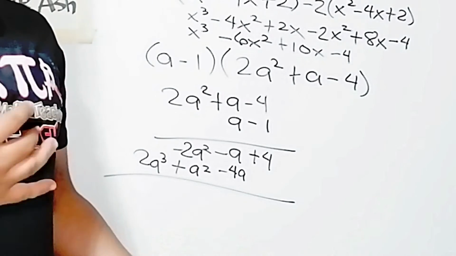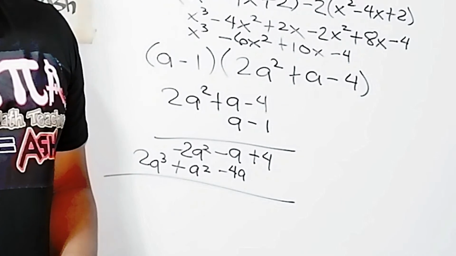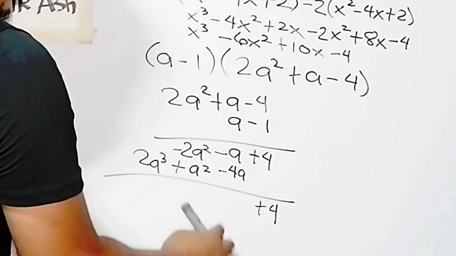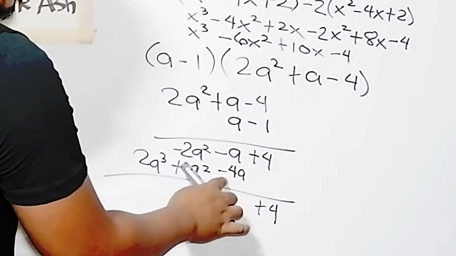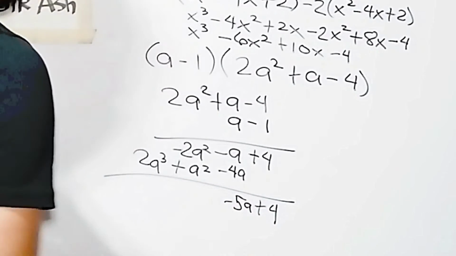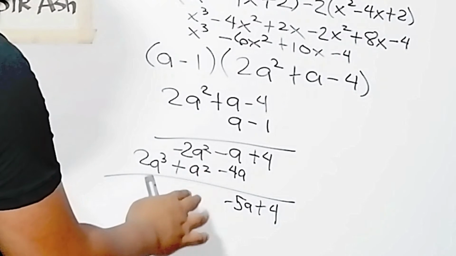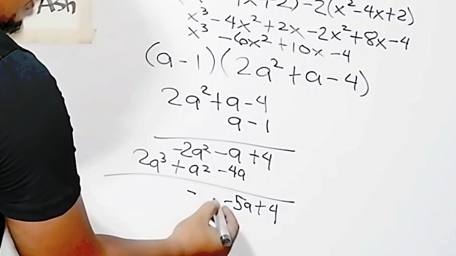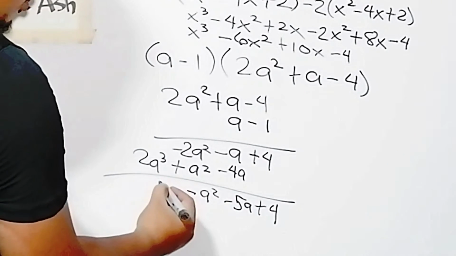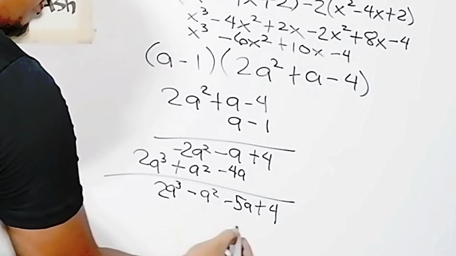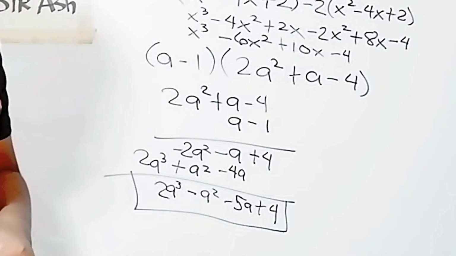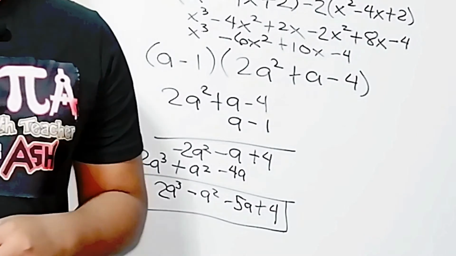And what we'll do is we just apply what we know in adding numbers. So, you bring down the positive 4, and then negative a plus negative 4a, that will give you negative 5a. And then we have here negative 2a squared plus a squared, that will give you negative a squared, because they are unlike signs. And finally, you just bring down 2a cubed. And this will be your final answer: 2a cubed minus a squared minus 5a plus 4.